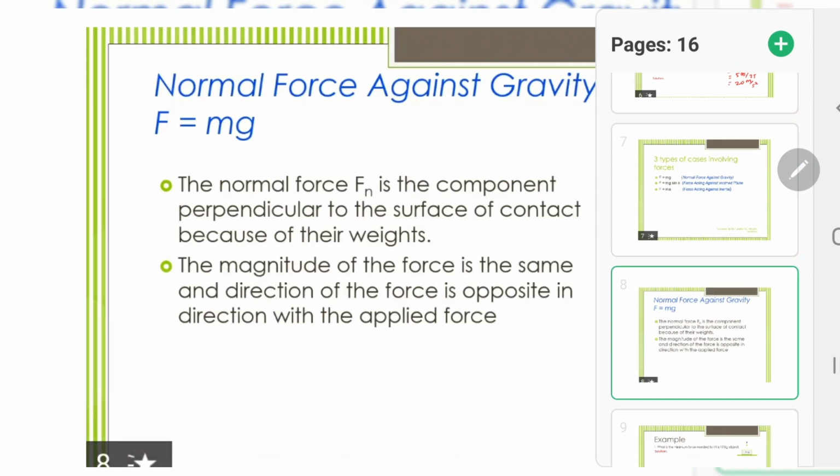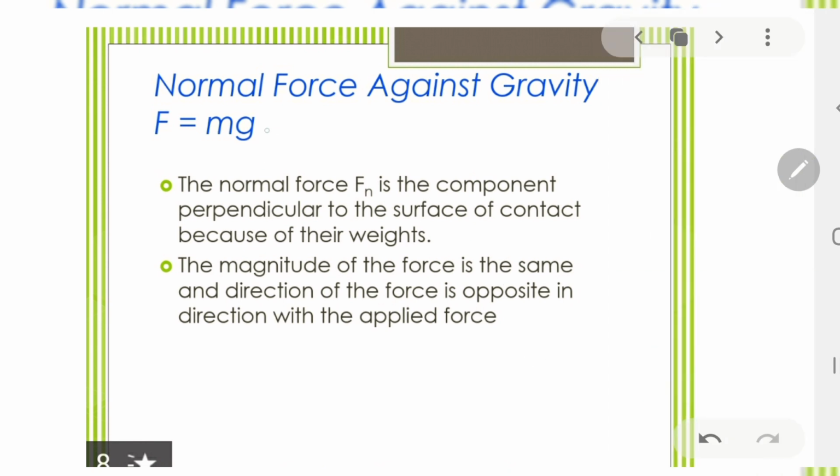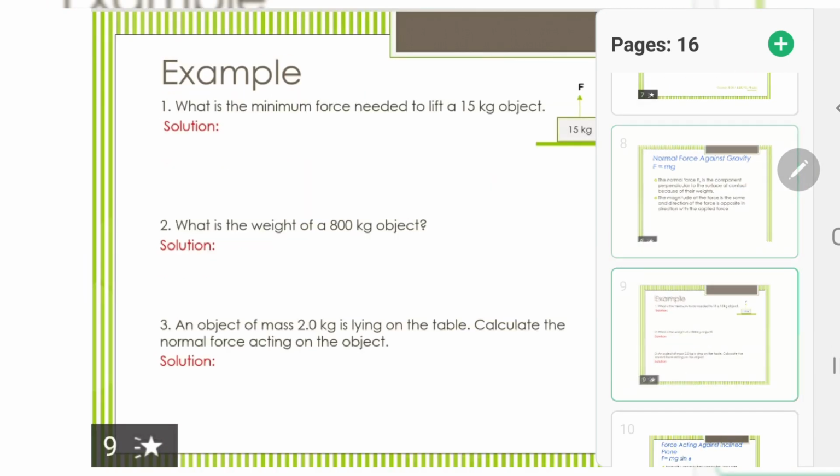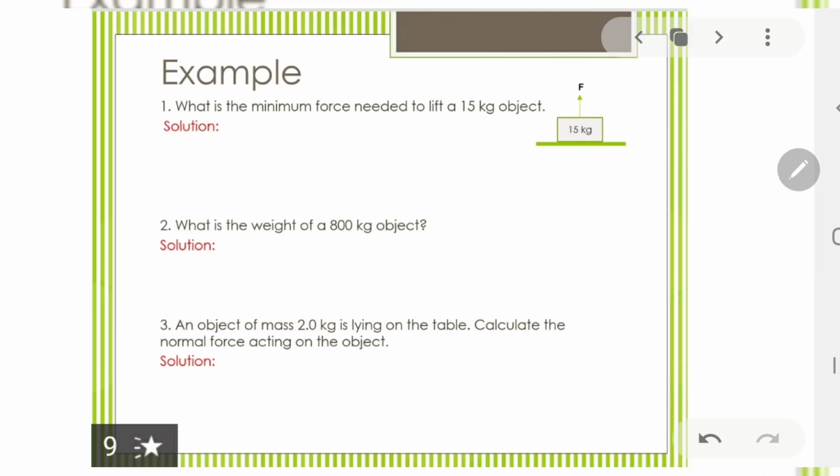Okay, I will give examples after this. First, we will look at the first formula, F equal to mg. The normal force that acts against gravity. The normal force is the component perpendicular to the surface of contact because of their weights. The magnitude of the force is the same and the direction of the force is opposite to the direction of the applied force. So, to be clearer, we will look at an example here.